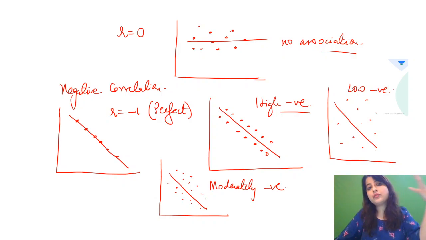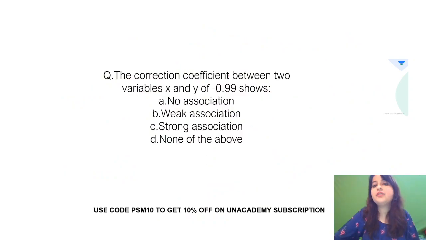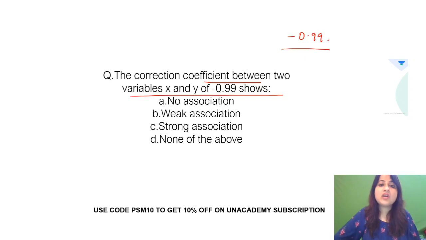Upward is positive, it could be strong, high, low positive. Downward is negative, it could again be high, low, or no, and no association is a straight line like this. So depending on this, if I give you a question like this: correlation coefficient between two variables x and y is -0.99. So what does it show? No association, weak association, strong, or none of the above.